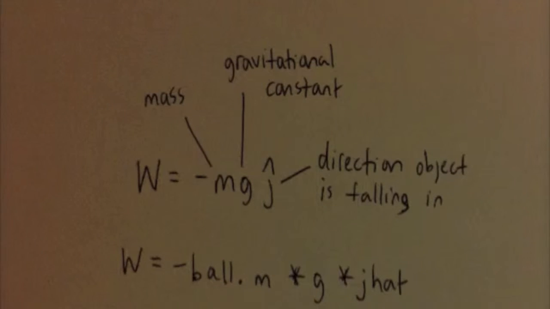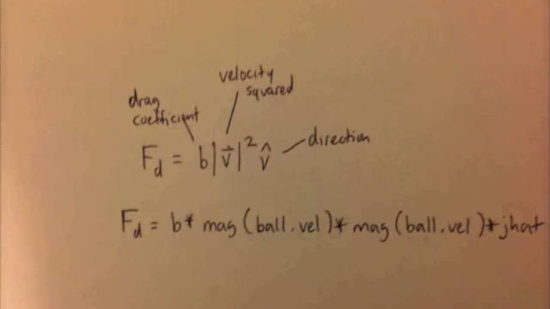So the weight force is the force that pulls the object towards the earth. The object is in free fall, so the direction is downward along the negative y-axis. The equation at the bottom is a representation of weight in coding form that will be useful later in the presentation.